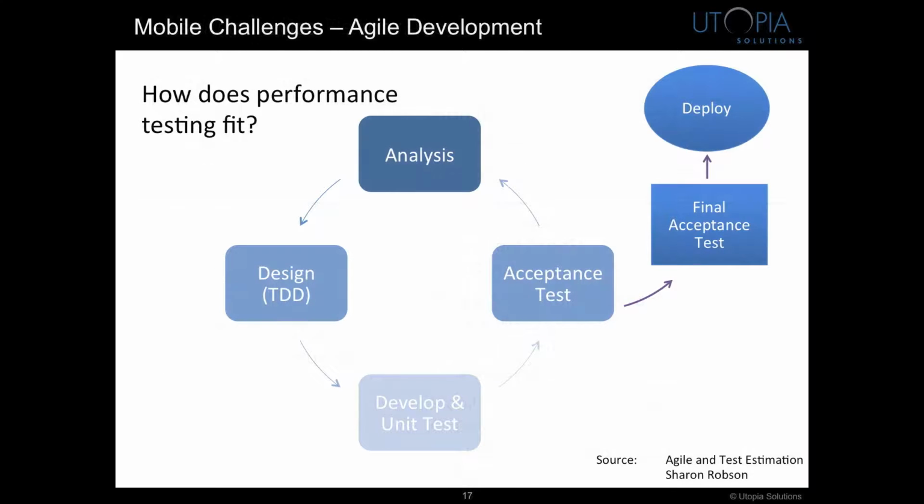The next challenge I want to talk about is Agile development. Historically, performance testing has been done at the end of a long waterfall development cycle, very strict, very rigid, very scientific-like tests. And with the move to Agile, very short sprints, performance testing has gotten lost to some respects. So we really need to understand how performance testing fits.